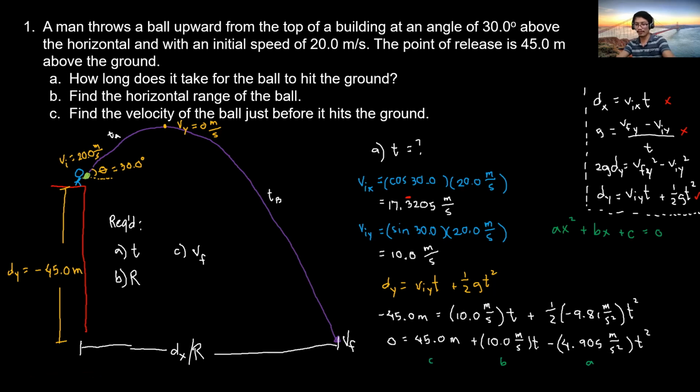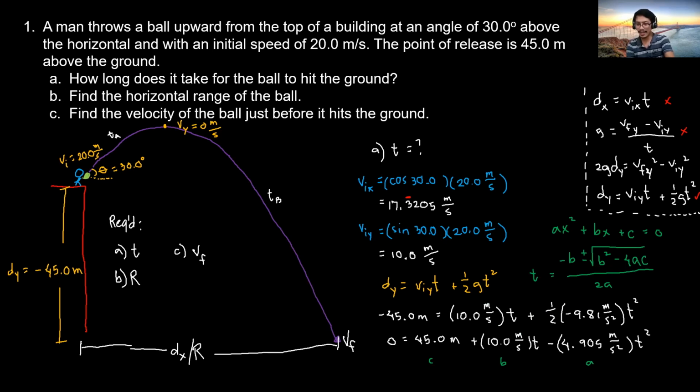Ano ba yung equation natin? How are we going to solve for time? We will use the quadratic formula. Ano ba yung quadratic formula? We have negative B plus minus square root of b squared minus 4ac over 2a. Di ba yung quadratic formula? So yan ang gagamitin natin na equation to solve for the time.